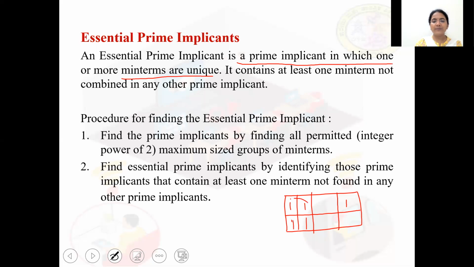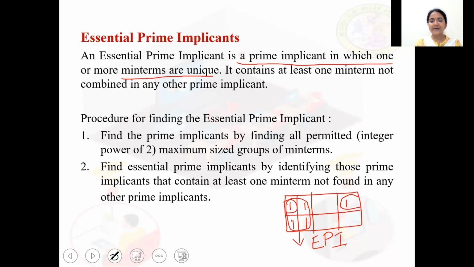Now, when we group these 4 and this one with the leftmost and rightmost cells, here when I am considering minterms 0, 1, 4, 5, the minterms 1, 4, 5 are not combined in any other way. They are combined in only one way. So it is an essential prime implicant.